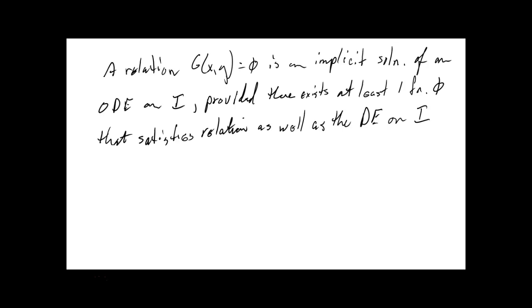We will assume that if the formal implementation of the method of solution leads to that answer, then there exists at least one function that satisfies that. So blah, blah, blah. Let's do example 7. Maybe that'll make things a little clearer.